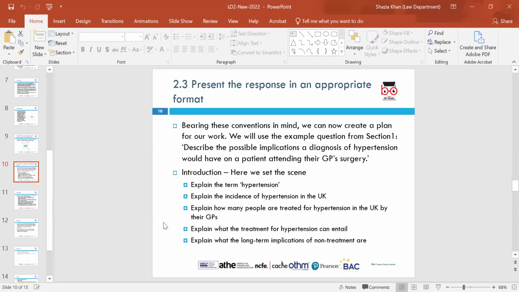We then went on to 2.3, which was to present the response in an appropriate format. Bearing in mind we're using that example from learning outcome 1, to describe the possible implications a diagnosis would have on hypertension. We looked at the introduction. Here we would explain the term hypertension, explain the incidence of hypertension in the UK, how many people are treated for hypertension in the UK by their GPs, and explain what treatment for hypertension can entail. And we looked at explaining the long-term implications of non-treatment.